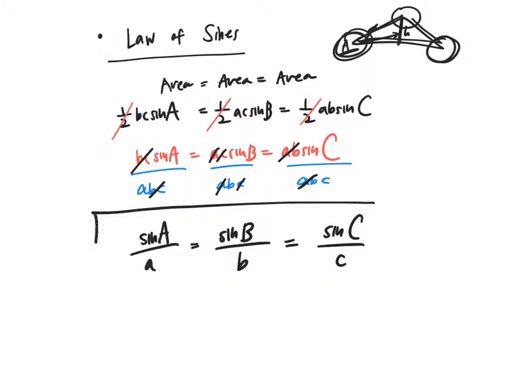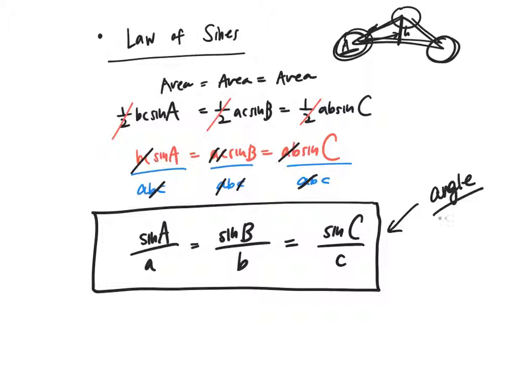This is called the law of sines. You'll want to use this version of the law of sines if you're finding an angle. So if you're looking for an angle measure, you'll want to use this. It just makes it easier.